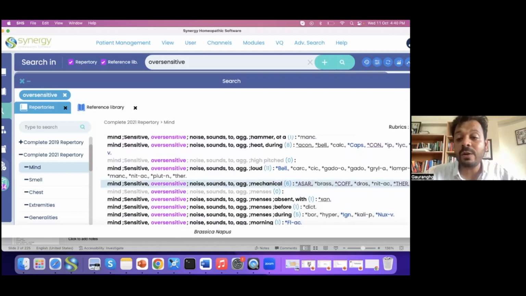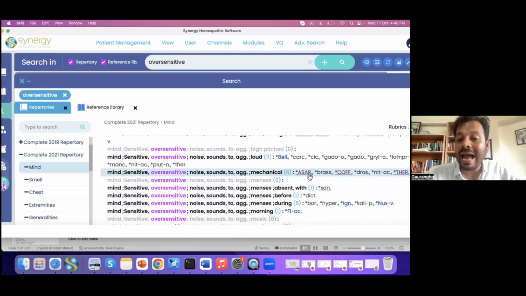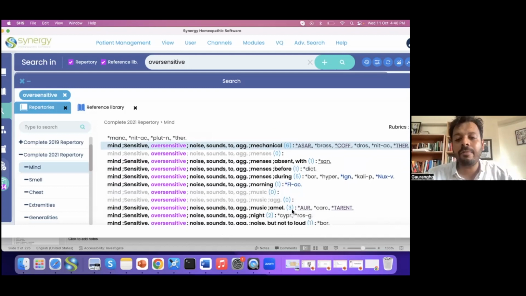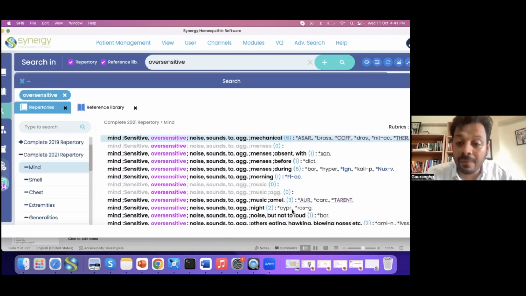Sensitive to any kind of noise. Typical for Asarum, Coffea, and Theridion. Typical Asarum. Asarum are so sensitive. My God. Even if there is a slight noise, they can just get so affected. They are one of the most sensitive remedies in homeopathy. Asarum europaeum belongs to the camphor family.